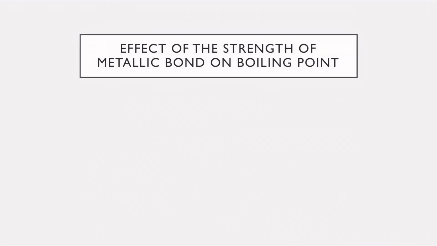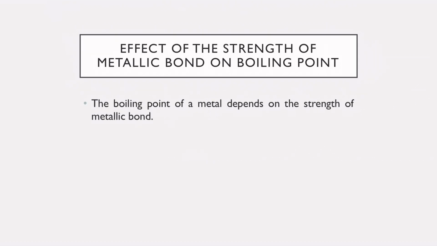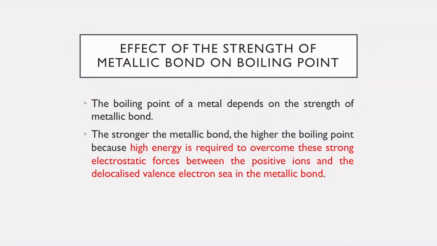Okay, next, effect of the strength of metallic bond on boiling point. So how does metallic bond affect your boiling point? So the boiling point of a metal depends on the strength of a metallic bond. Okay. So the stronger the metallic bond, the higher the boiling point. Make sense? Because high energy is required to overcome these strong electrostatic forces between the positive ions and the delocalized valence electrons in the metallic bond. Boleh faham point ni? Okay, boleh kan?